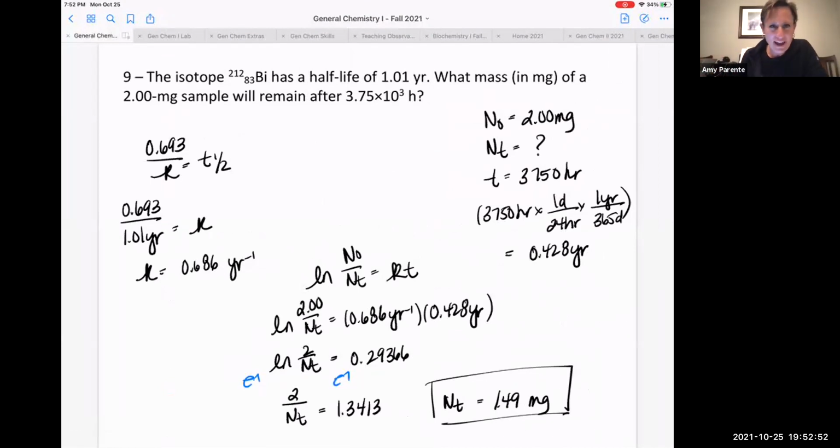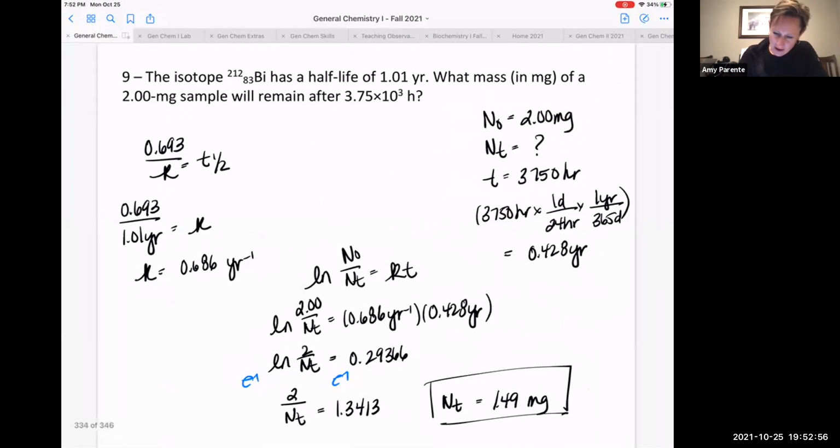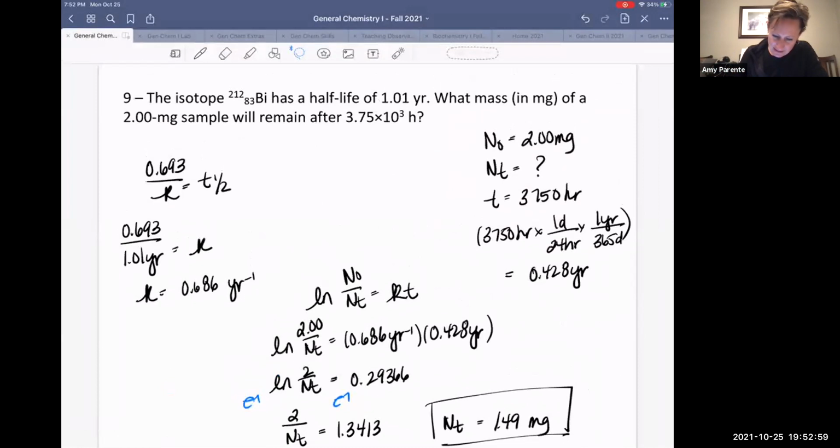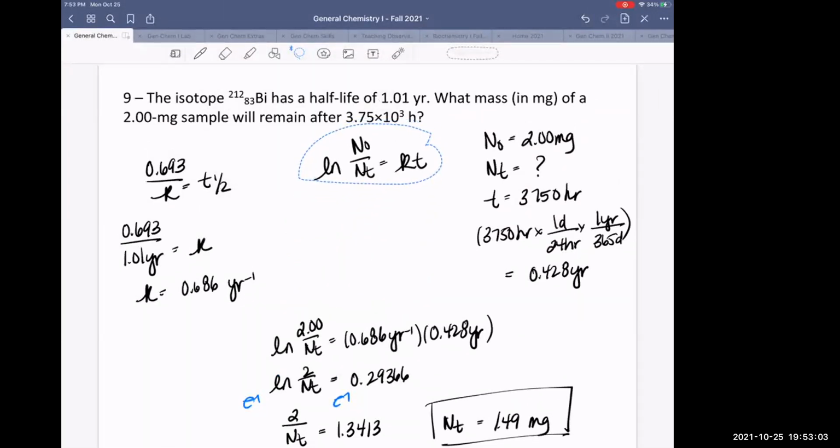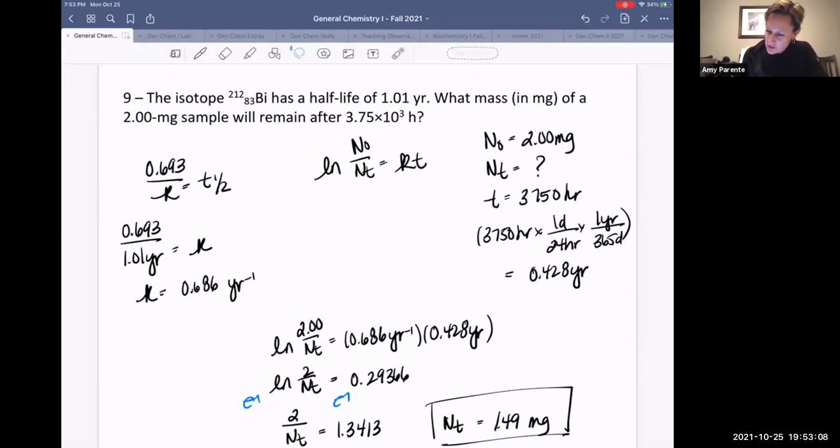Again, I always try to have the same sort of thought process for what we do here. In this case, I'm going to just move some stuff up here. This is the equation that we're going to want. And they give us half-life. And so we're going to need to use our half-life equation here in order to figure out what K is. And I'm noticing here, K is going to have units of reciprocal year, but my time is given in hours.